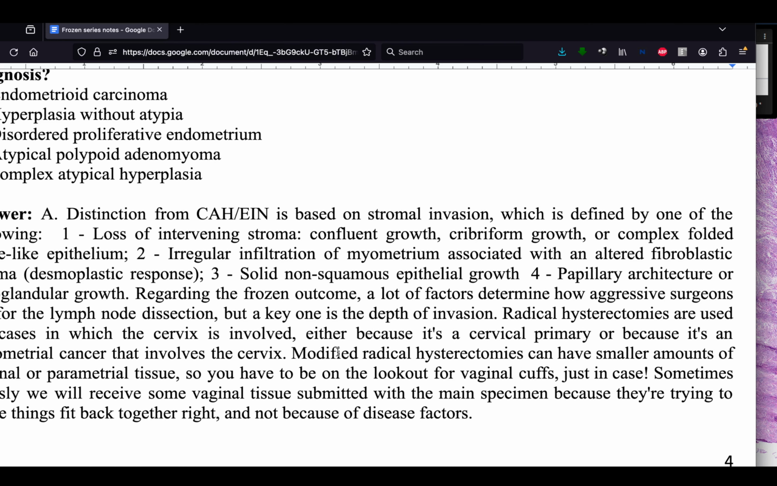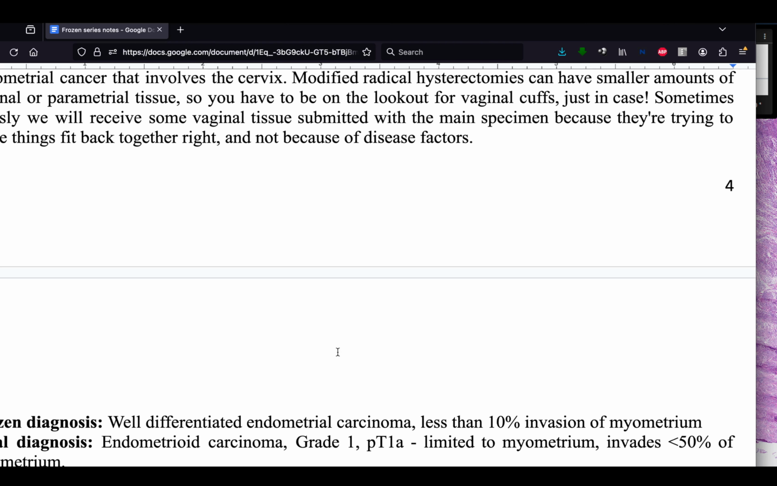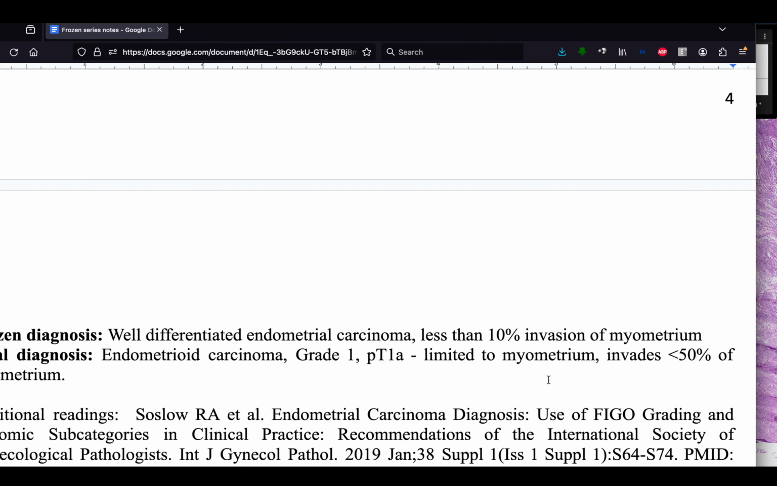not because there's disease factors. So the frozen section diagnosis for this case was well differentiated endometrial carcinoma and less than 10% invasion of myometrium. The final diagnosis for this case was endometrioid carcinoma, grade 1, pT1, and it was limited to the myometrium, meaning that it invades less than 50% of the myometrium.